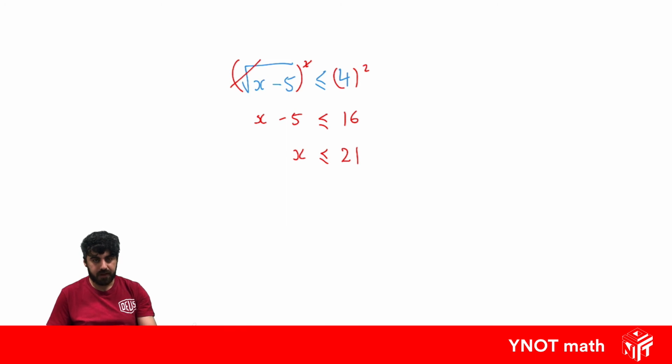But we need to be really careful because we know that inside a square root has to be greater than or equal to 0. So we're going to write that down as well. So we're going to take everything inside the square root, which is x minus 5, and make it greater than or equal to 0, and solve this. So we just add 5 to both sides. So we know x has to be greater than or equal to 5, and also x is less than or equal to 21. So we can say our final answer is that x has to be greater than or equal to 5, but less than or equal to 21.